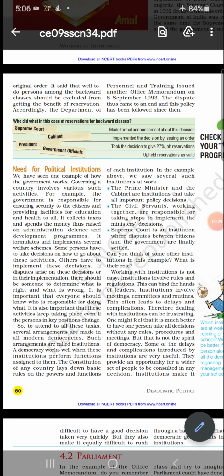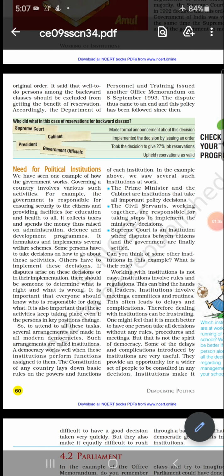Like I've already told you, you will find institutions everywhere, right? Whether it's a small office or a multinational company, that is also an institution. School is also an institution. Similarly, our government is also an institution. So the main function of an institution is to take major decisions and to implement all those decisions.